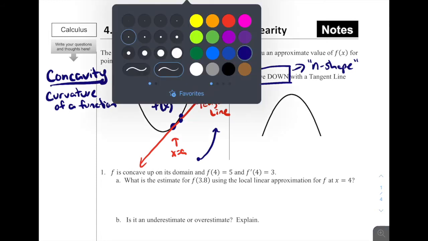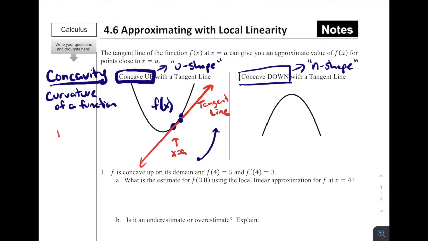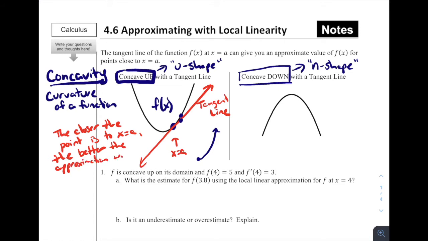But a general key concept for this idea is that the closer the point is to x equals a, the better the approximation will be. And the reason for this is, the farther you get away from the point of tangency, the more time and opportunity it has to get further and further away from the tangent line.